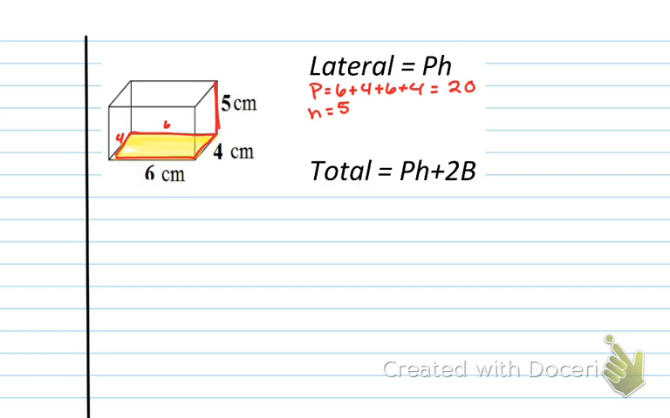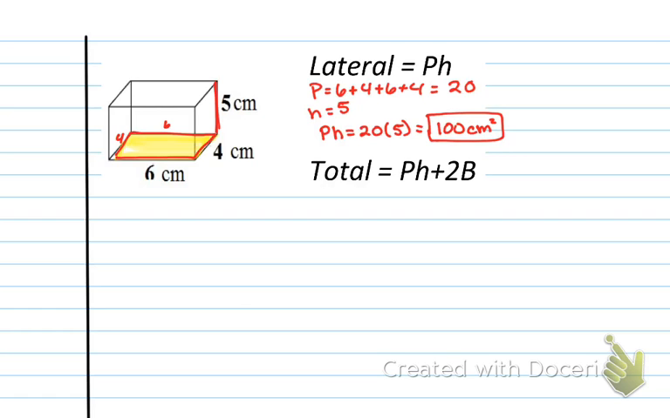So all I have to do is I'm going to get my P, and I'm going to multiply by my H. So I get 20 times 5. And that's going to give me 100. And then my units is centimeters, and I'm finding area, so it's going to be centimeters squared. Okay, so that is my lateral surface area.